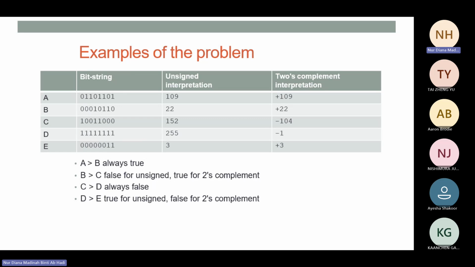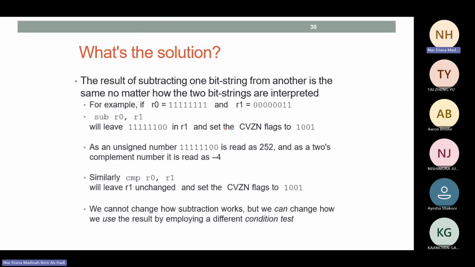So far, do you have any question for these figures? No? Okay. Next, what will be the solution? The result of subtracting one bit string from another is the same, no matter how the two bit strings are interpreted. For example, R0 has 11111111 and R1 has 00000011. You perform the subtraction, leaving the value 11111100 in R1 and setting your flags to 1001. As an unsigned number, the result stored in R1 is read as 252, and as two's complement it is read as negative 4.